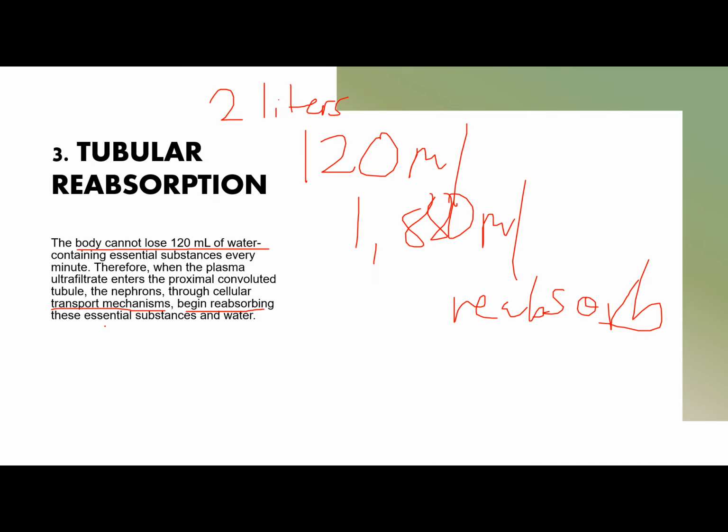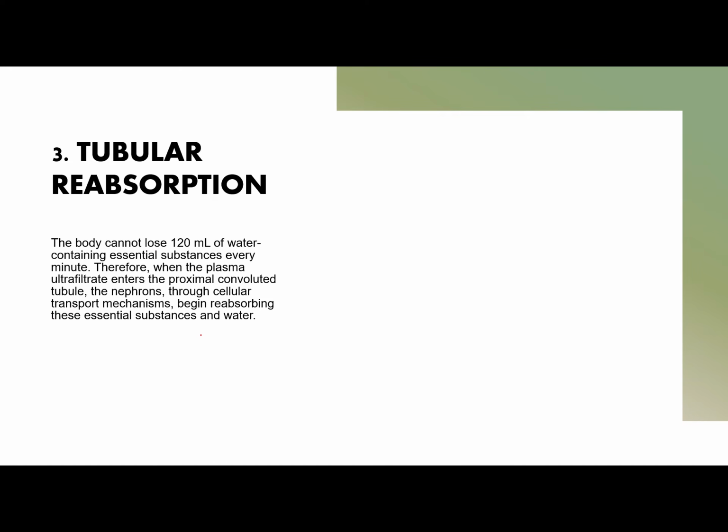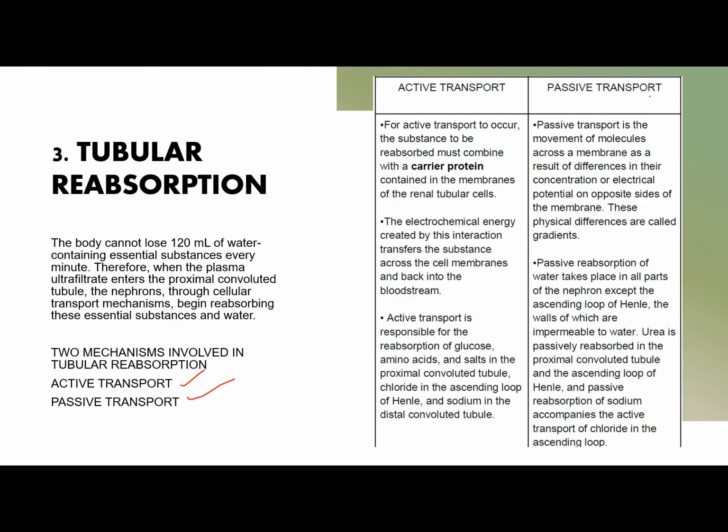Ang kaya siya nire-reabsorb kasi need natin makuha yung tubig saka yung essential nutrients and substances. And there are two mechanisms for that. The active and the passive transport. So when you talk about active and passive transport, let's talk about the first one, yung active transport. For active transport to occur, class, the substance to be reabsorbed must combine with a carrier protein. Pakitandaan, class, active transport substances are bound, naka-attach siya, class, or naka-combine siya sa carrier protein contained in the membranes of the renal tubular cell. So, hindi siya free substance, class.